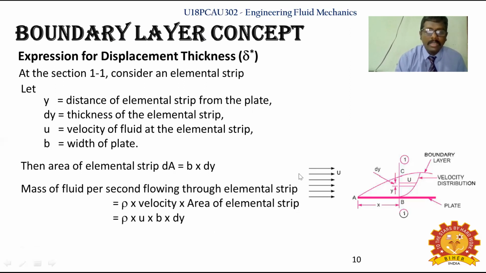Kilogram per meter cube into velocity, what will the unit be? The velocity unit is meter per second. Then into the area of the elemental strip. The area of the elemental strip is meter square.